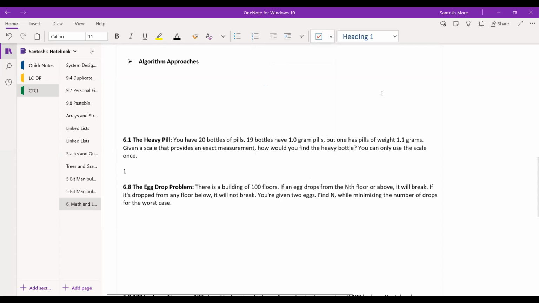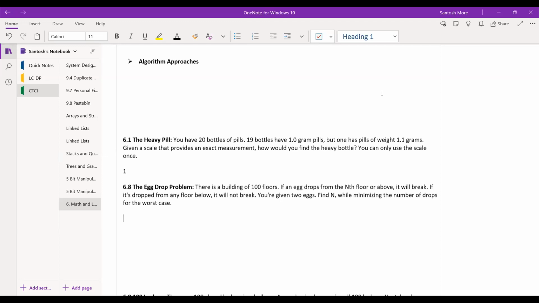And then whenever you find a floor which is breaking, like if you come to the 40th floor and it is breaking, then you can come back to the gap between 30 and 40, and start linearly with 31, 32, 33, 34, 35, till the 39th floor, from 31 to 39, with your second egg, and then you can find it, right?